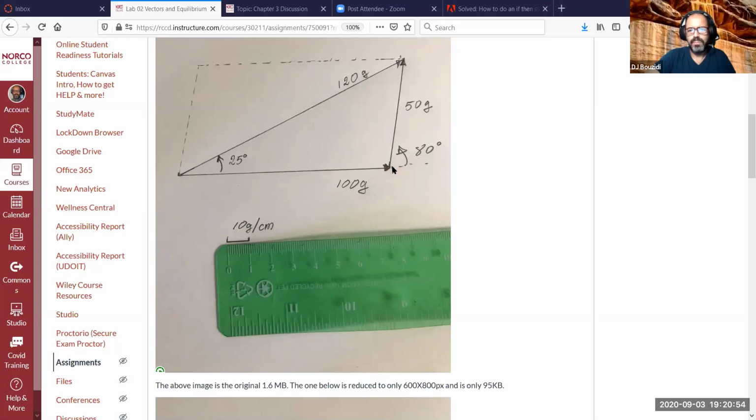And even if we were in person, when I ask people to do this at home, I require the scale. Okay, I require the scale. That's part of the lab itself. You have to have the scale too.